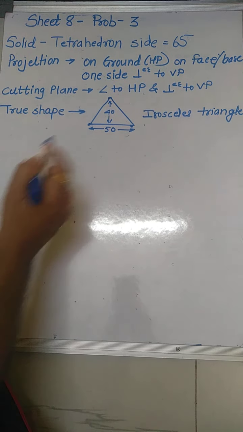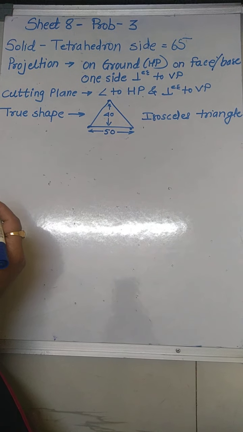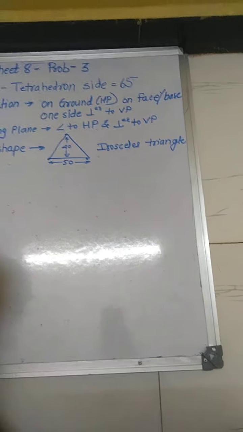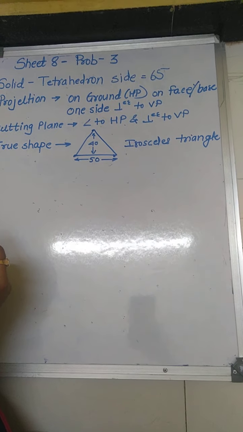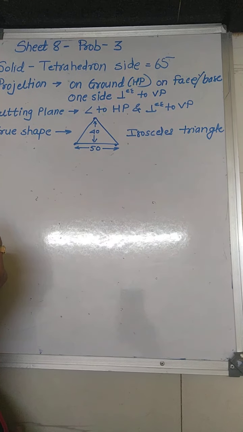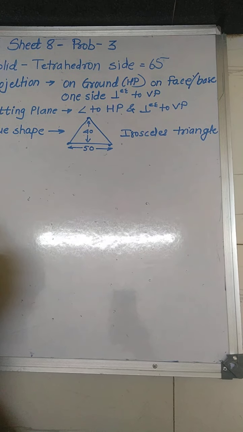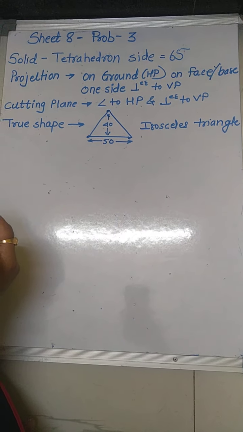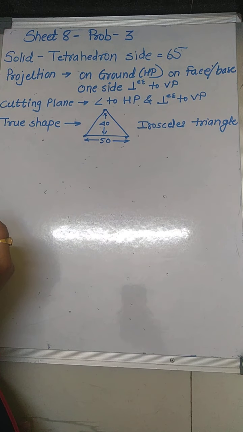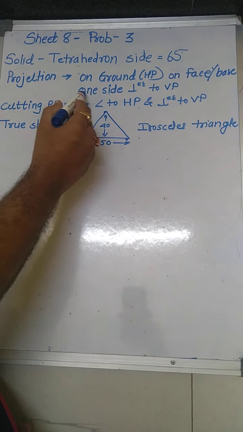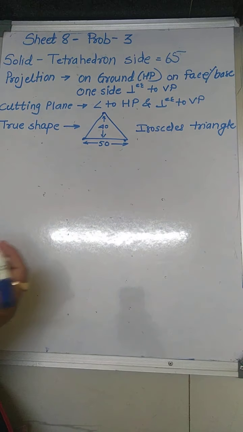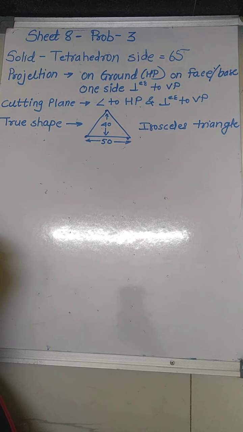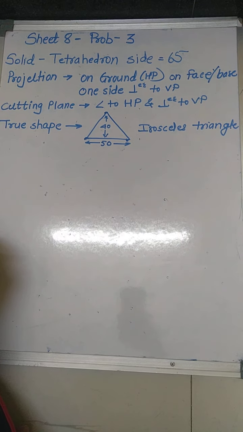It is resting on the ground, ground means HP, on its face or base. You can consider the face and base of a regular tetrahedron as the same because all the faces are of equal shape. So it is resting on the ground on its base or a face, and one side is perpendicular to VP. This is all about the projection of the solid.